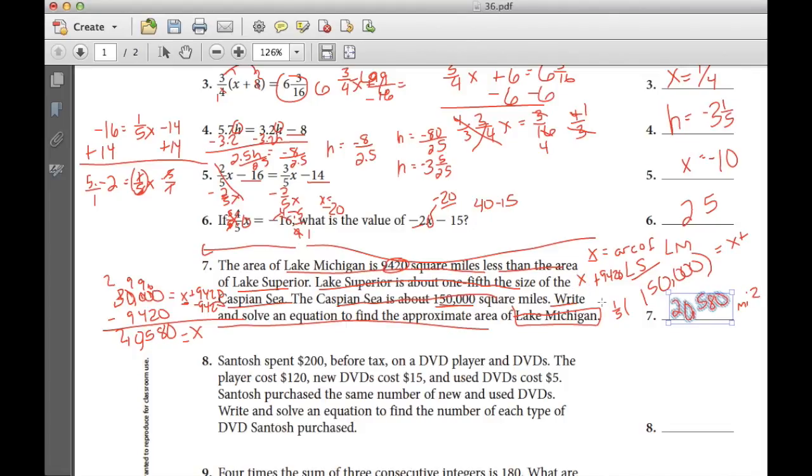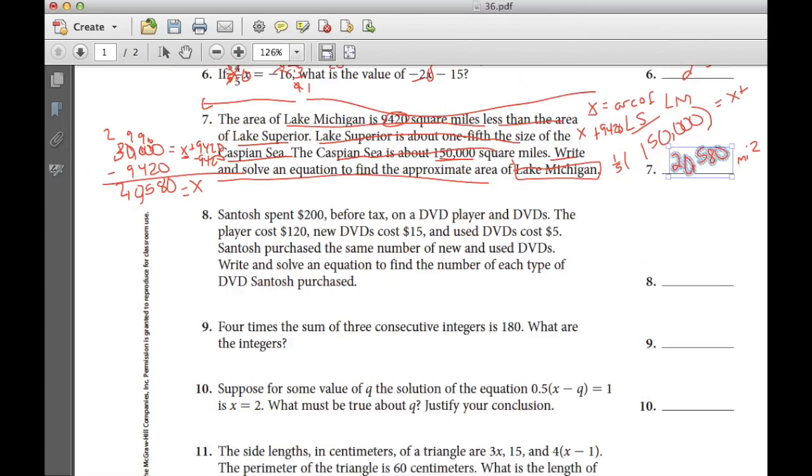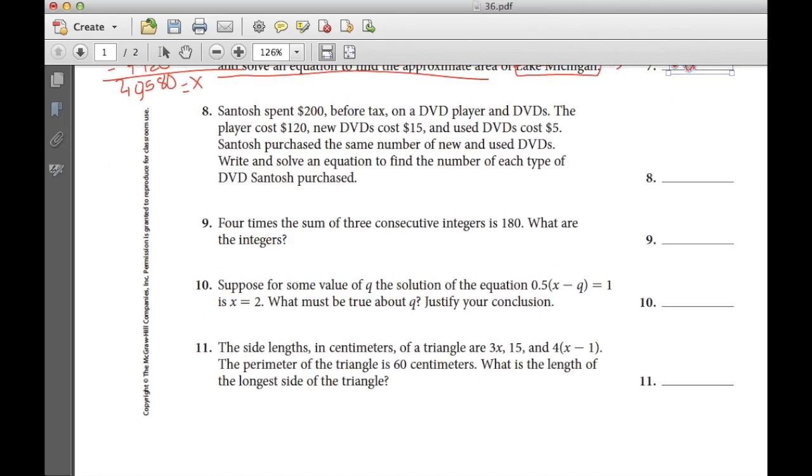That's for number 8. Number 9. Santosh spent $200 before tax on a DVD player and DVDs. The player cost $120. New DVDs cost $15 and used DVDs cost $5. Santosh purchased the same number of new DVDs and used DVDs. Write and solve an equation to find the number of each type of DVD that Santosh purchased.